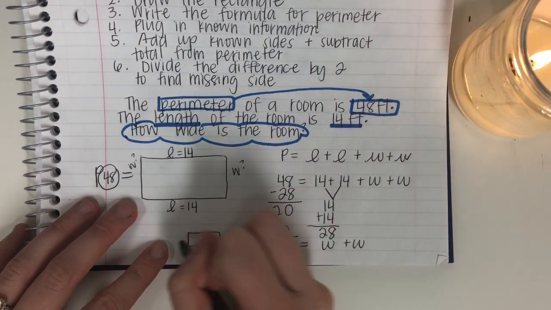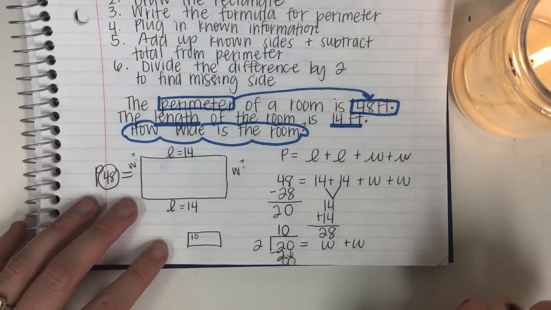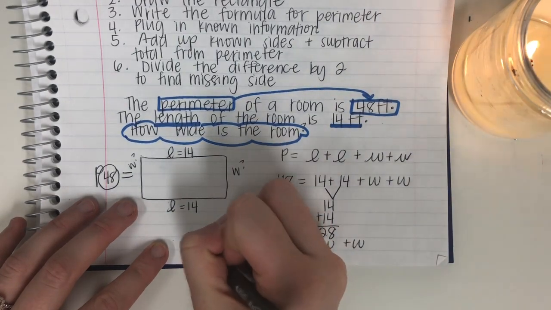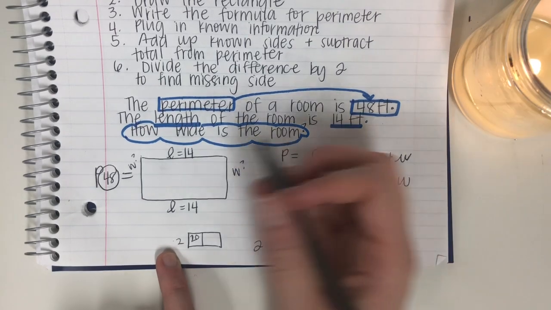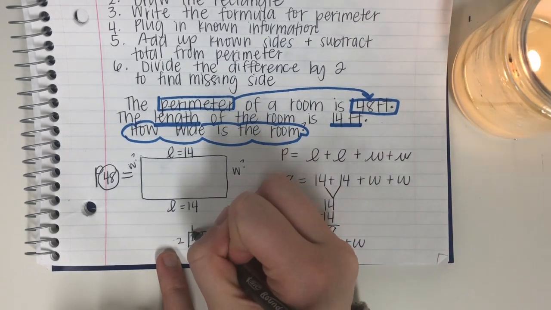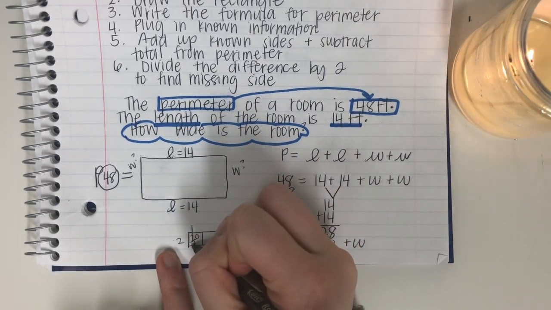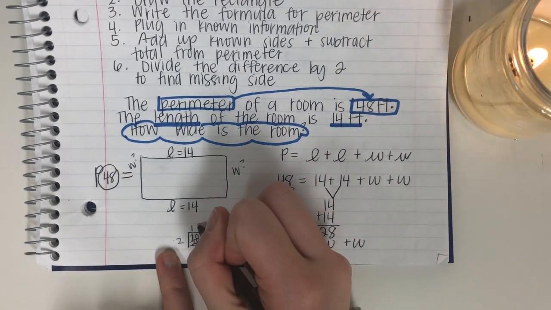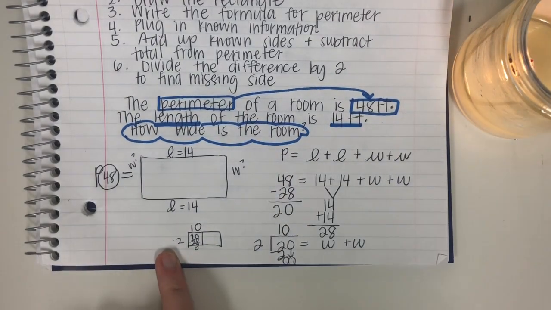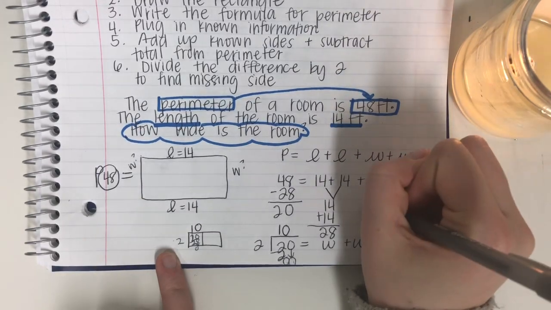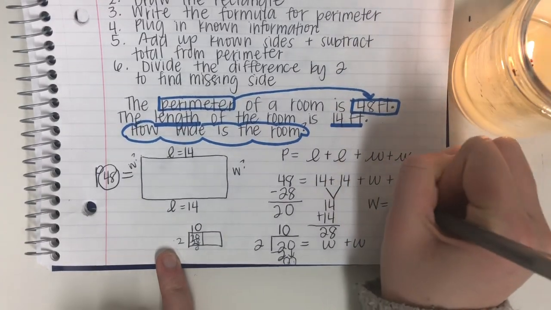So we could do 20 inside, divided by 2. 2 can go into 2 one time, which gives me 2. My remainder is 0. 10. So how wide is the room? The room is 10 feet. So the width equals 10 feet.